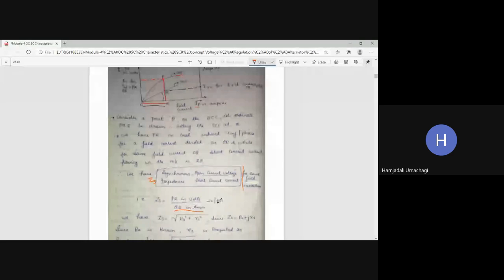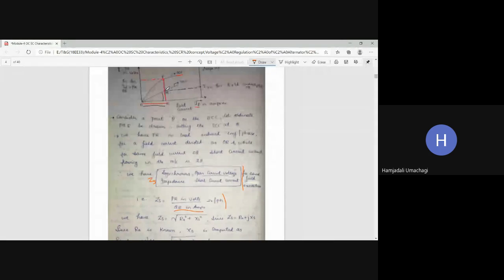But what is the condition here? The condition is for the same field excitation. So what is the same field excitation here? IF is OR, field current. For both of these, the field current is common. Field current is constant. From O to R. For this point only I have taken voltage, and for this point only I have taken current.